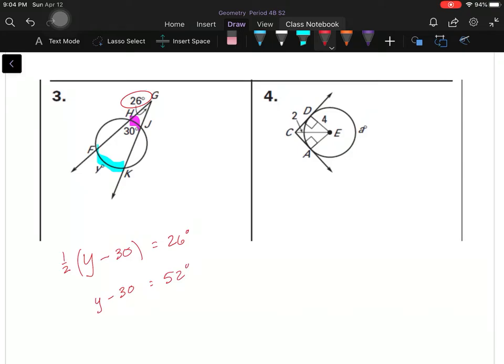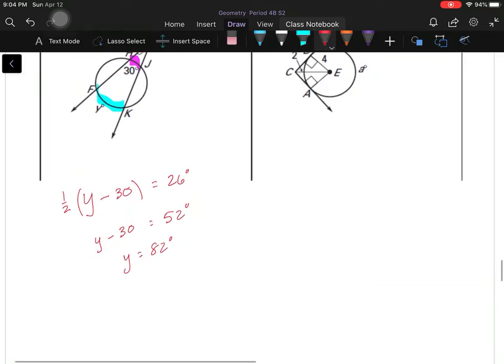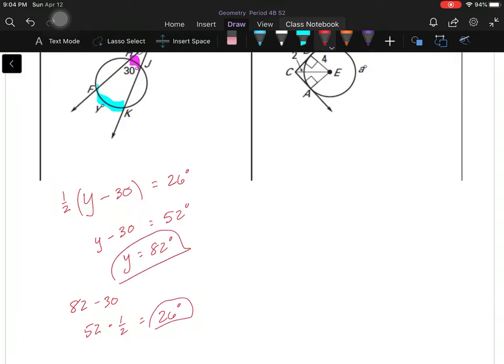And then to finish solving this one, I would add 30. So y has to be 82 degrees. So I want to double check that. 82 minus 30, that's 52. If I take half of that, that gives me 26 for my angle measure. So that did indeed work.